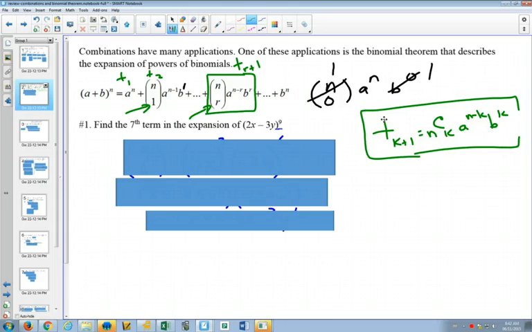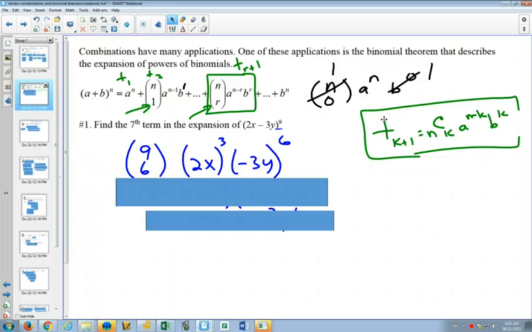So if we want to find the 7th term, we're going to have 9 choose 6. And then as soon as you know that this is 6, this is going to be 9 minus 6. This is going to be r, which is 6. Our a value is our first one. Our b value is our second one. And if there's a negative sign, we put that negative sign with the b value as well.